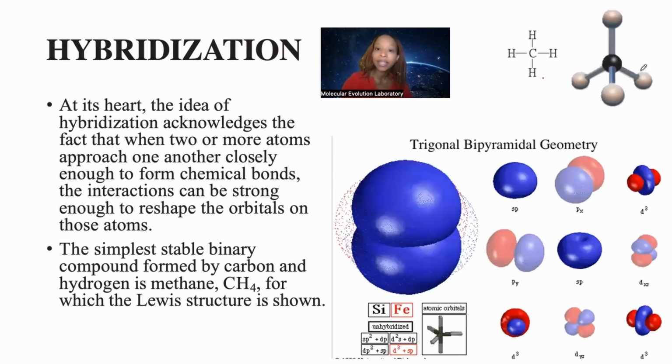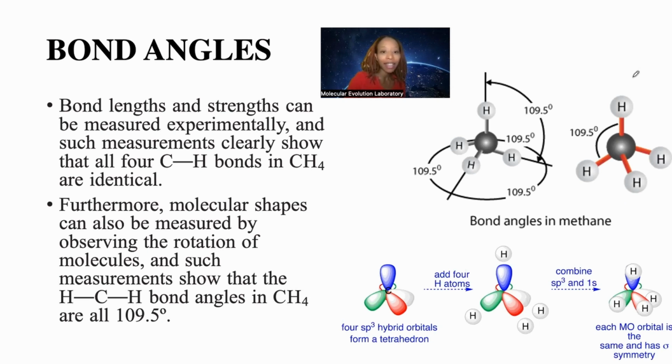For the 3D tetrahedral structure of methane, the bond length and strength can be measured experimentally, and such measurements clearly show that all 4 carbon-hydrogen bonds in methane are identical. Furthermore, molecular shapes can also be measured by observing the rotation of molecules, and such measurements show that the hydrogen-carbon-hydrogen bond angles in methane are all 109.5 degrees.